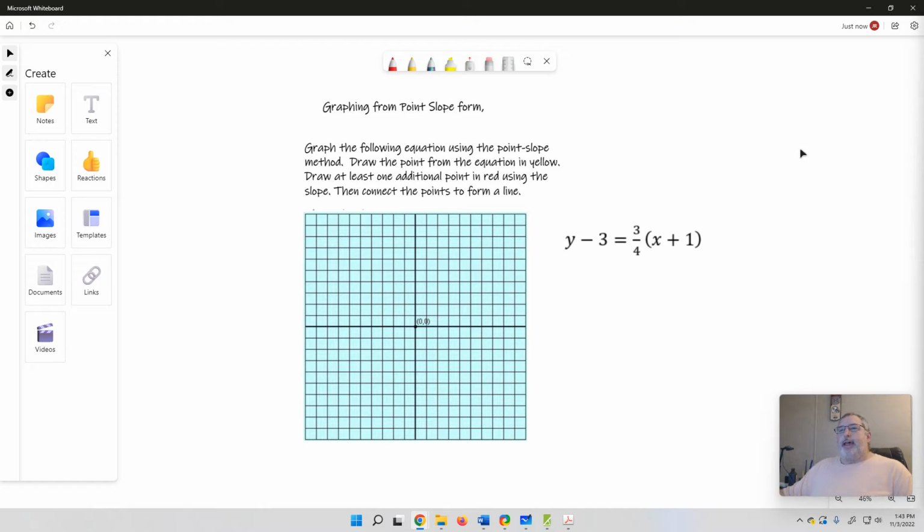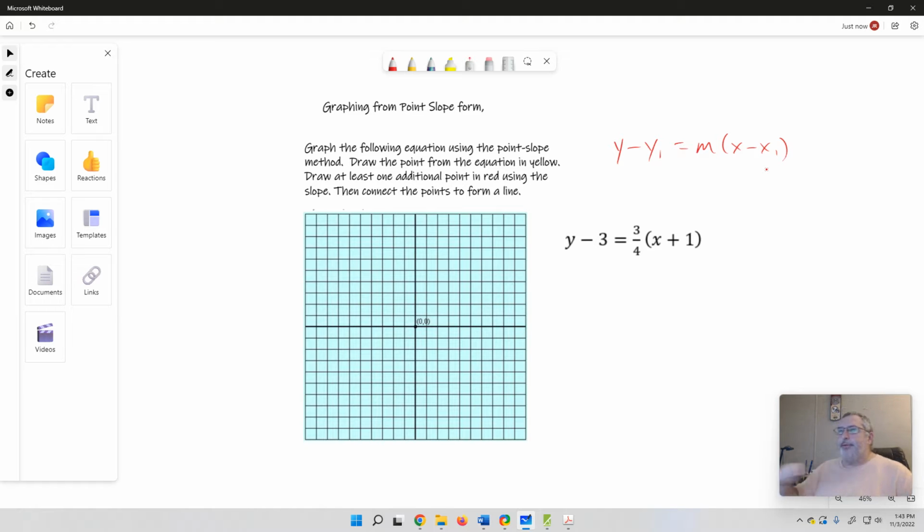We're looking at how to graph an equation from point slope form. So we're going to be given equations in point slope form. Remember, point slope form is y minus y1 equals m times x minus x1.